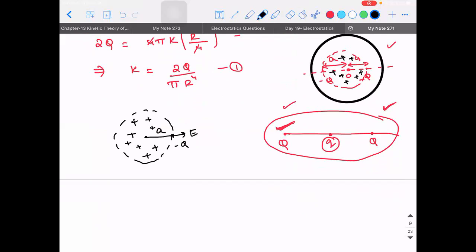Now this minus Q is in such a way that it is placed in the electric field due to the small portion at this point P. Does it make sense? If that is the case, what is going to be the force experienced by this charge Q in terms of charge and electric field? QE. That's it. So F is equal to QE.